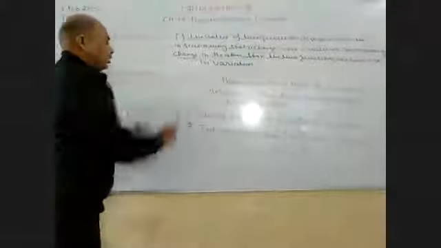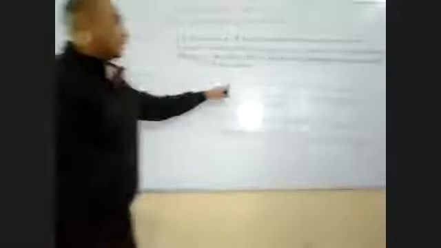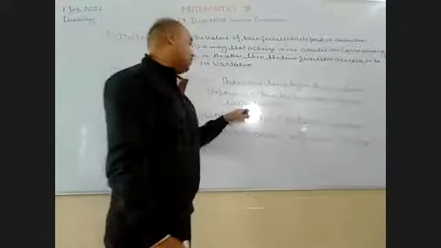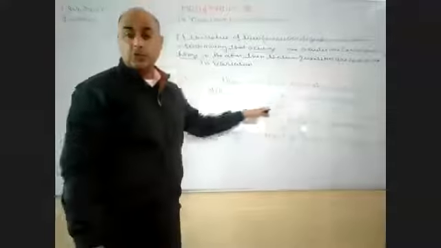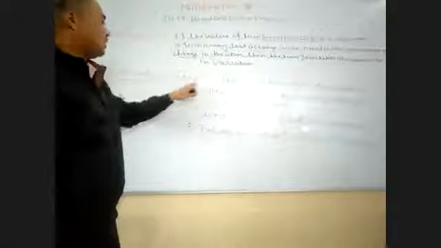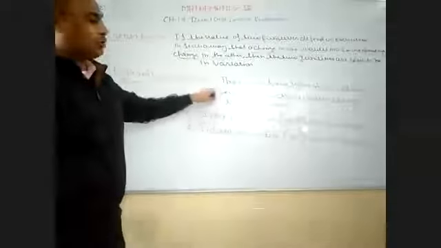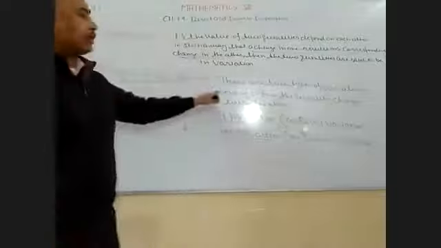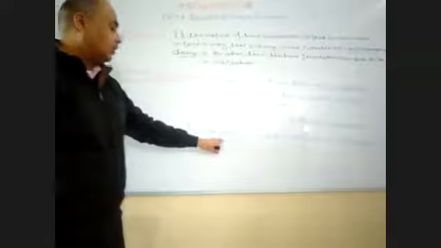Now there are two types of variation, depending upon how the quantities change with each other. Variation and proportion have the same meaning. So number one is direct proportion, and number two is indirect proportion.